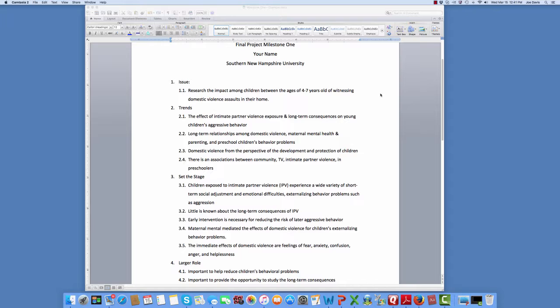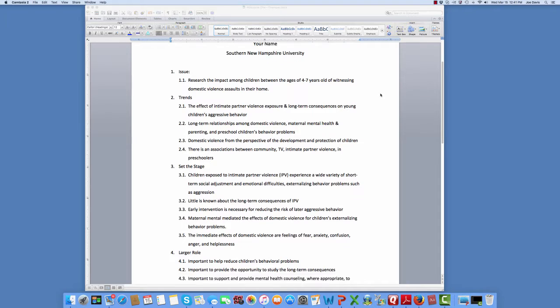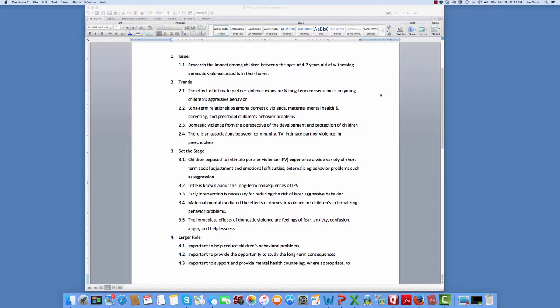Okay, so the issue is research the impact among children between the ages of 4 to 7 years old of witnessing domestic violence assaults in their homes. Okay, the trends as they relate to it are that the effects of intimate partner violence exposure and long-term consequences on young children's aggressive behavior. That's a trend. In other words, if they see violence at home, the long-term consequence is aggressive behavior in young children.